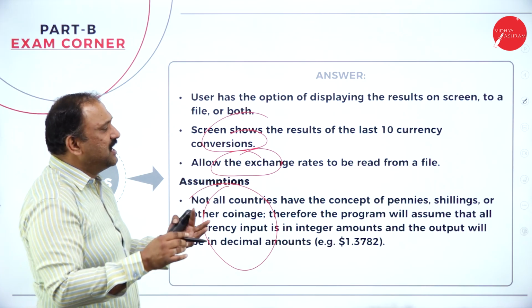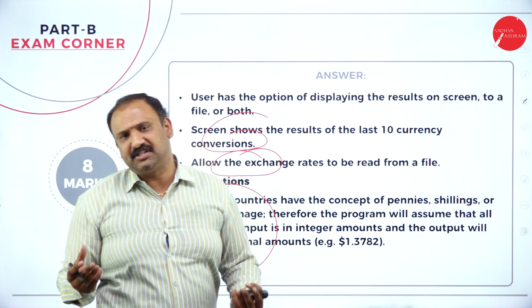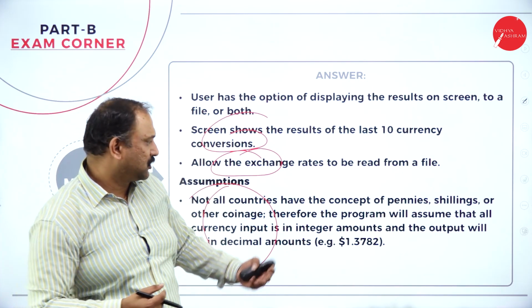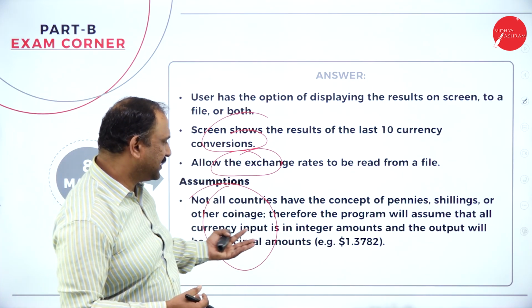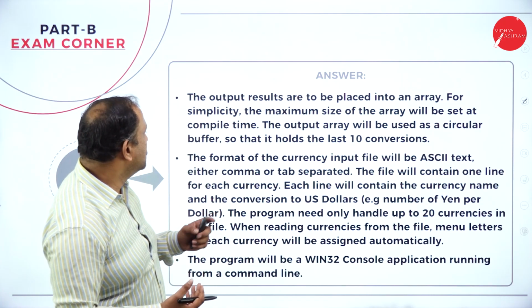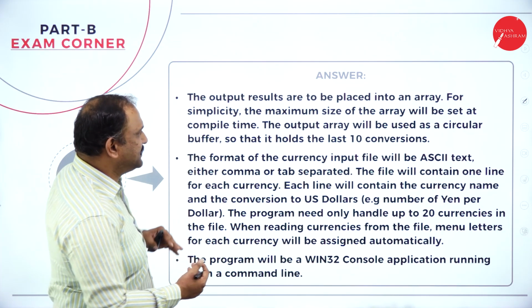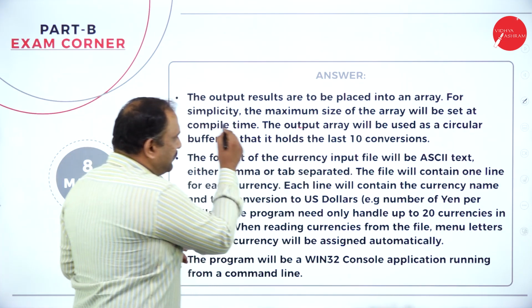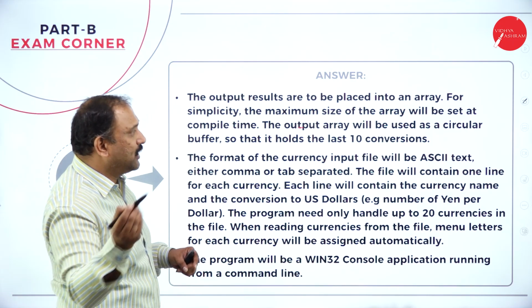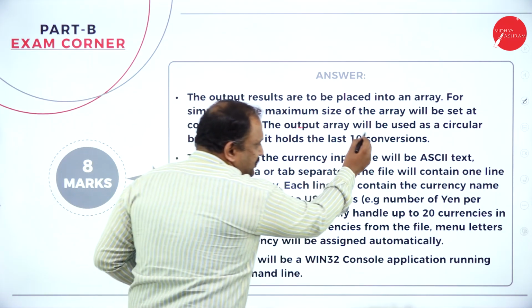The assumptions: not all the countries are there. For example, there might be certain times where I assume that certain currencies are not available. There are code words, or sometimes the program will assume that currency input is in terms of integers, not in terms of decimal fractions. The output results are placed into an array, where the maximum size of the array will be set at compile time. The output array will be a circular buffer that holds the last 10 conversions.